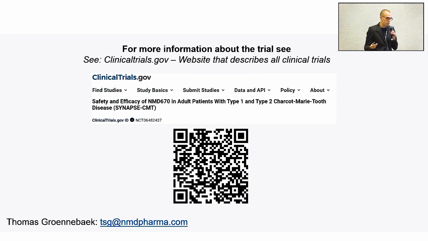For more information about the trial, including information about the trial sites and contact information, you can go to clinicaltrials.gov. You can scan the QR code that will take you directly into the trial information webpage, or you can also write down the NCT number, which is also written on the slide. You're also more than welcome to contact me directly, and then I'm happy to answer any questions or direct you to a trial site if you're interested in participating in the study.